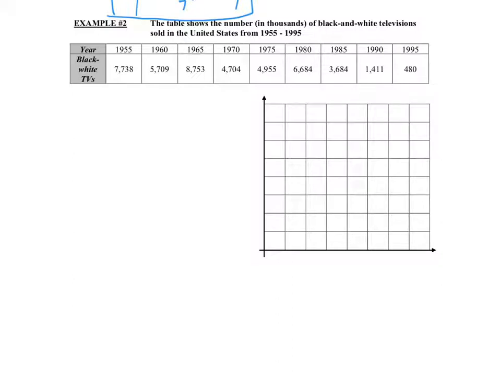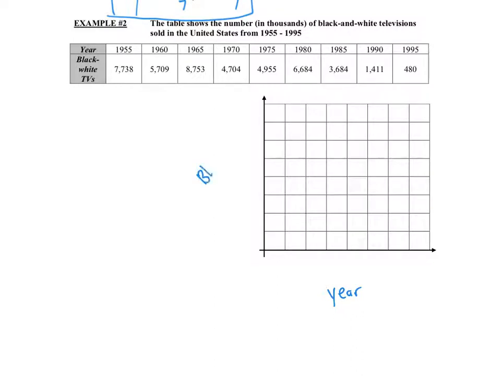So the example we have is the table shows the number in thousands of black and white televisions sold in the United States from 1955 to 1995. So if you're not aware of it, before we had our flat screens and our big smart TVs, there were black and white TVs. Okay, so we're going to draw a scatter plot, and we're going to try to do a line of best fit for this example. So along the X, we're going to put the year. And for the Y, we're going to put TVs.